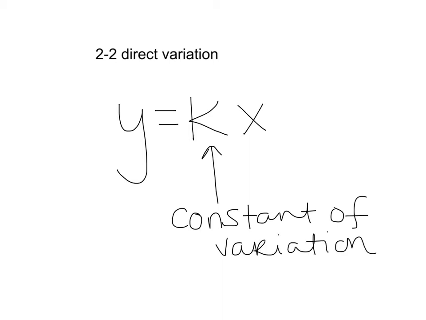And then if you look at this formula, y equals k times x, and if I asked you to solve for k, you would know that you would need to divide both sides by x. So if you wanted to solve for your constant of variation, you just take your y values and divide it by your x values.